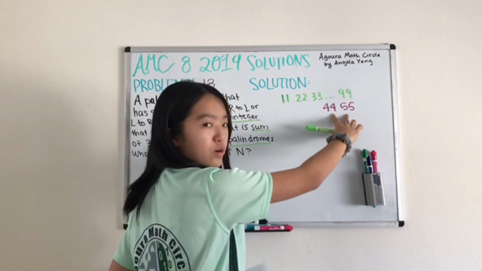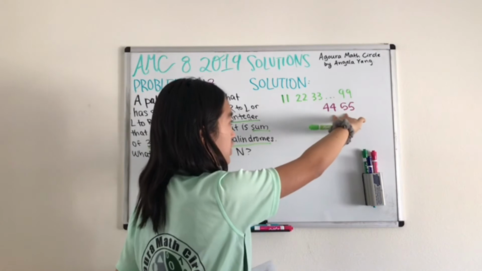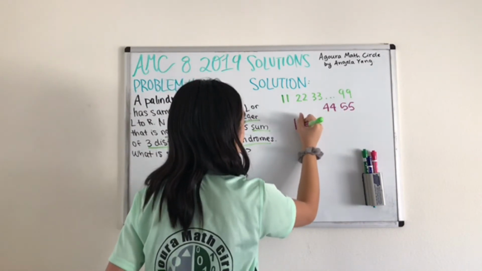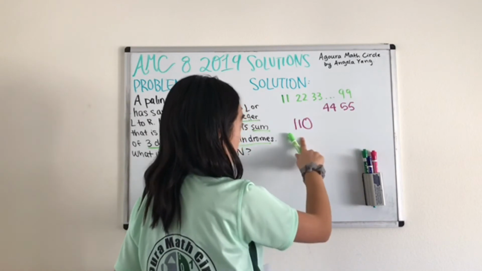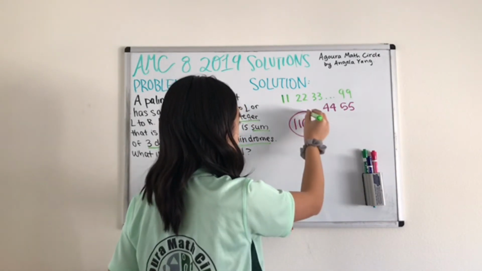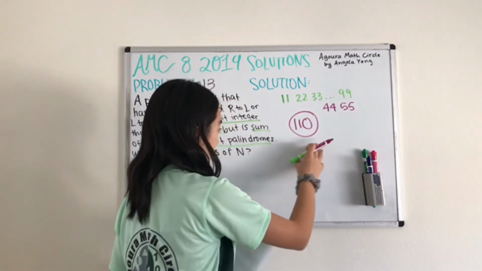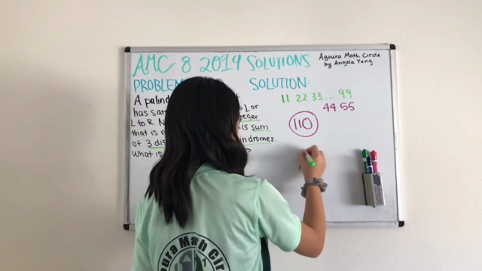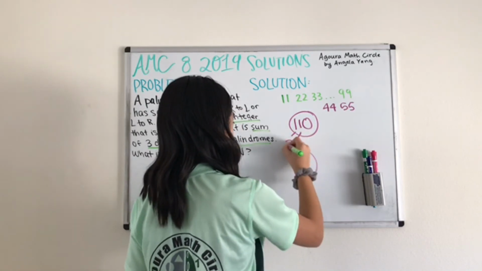But 44 plus 55 is already 99. So if we just want to increase it a little bit, we can just add on the 11 to get 110 as the least number over 100. And this is our answer, which gives us the answer of letter A, because 1 plus 1 is 2.